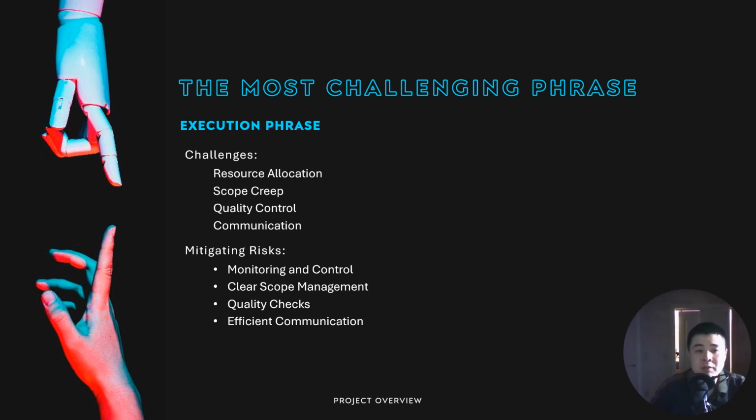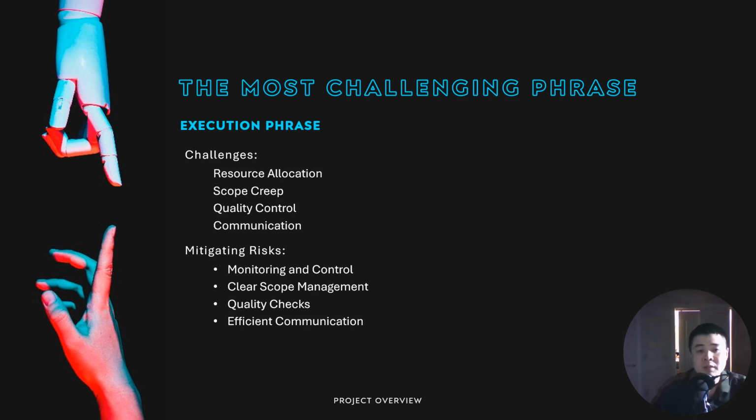In this slide, I'm excited to dive into one of the critical aspects of project management, the most challenging phase, which is the execution phase. As we know, project management encompasses four key phases: initiation, planning, execution, and closure. While each phase has its unique demands, the execution phase is the one that often poses the greatest challenge for us. We can encounter several challenges, like resource allocation.